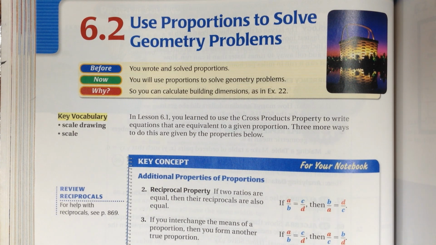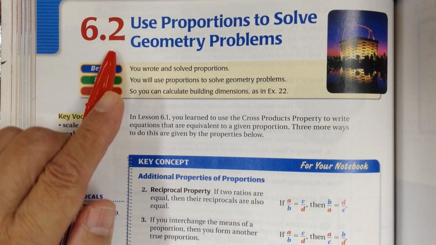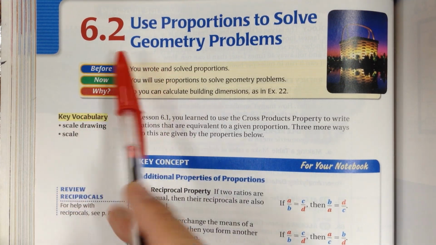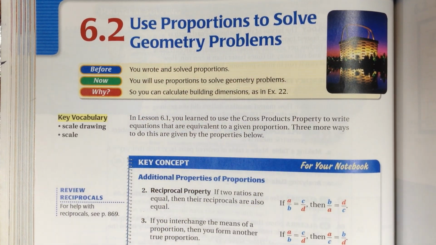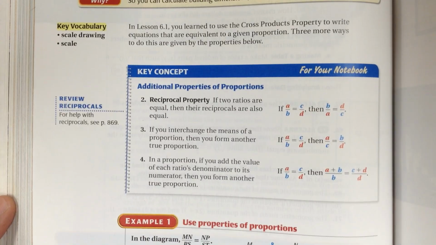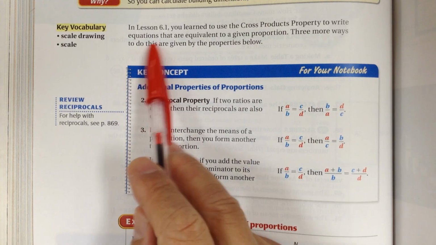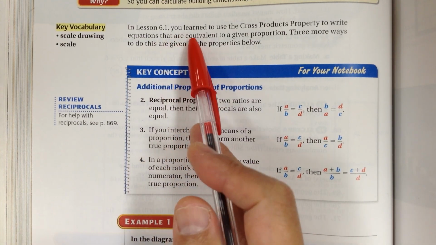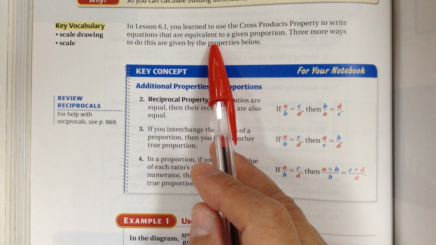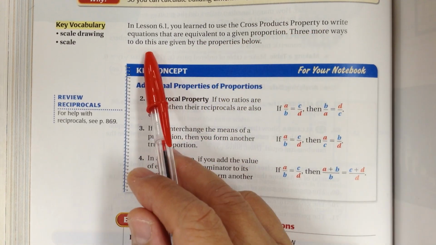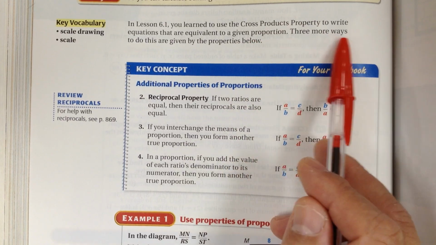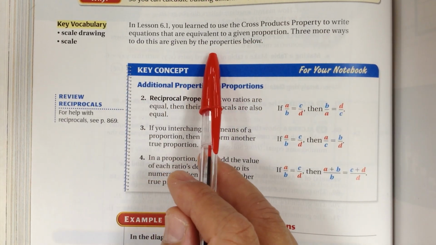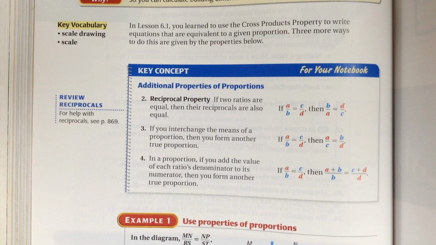Let's go to page 364, and this is lesson 6.2. This lesson is to use proportions to solve geometry problems. In lesson 6.1, you learned to use the cross product property to write equations that are equivalent to given proportions. Three more ways to do this are given by the properties below.